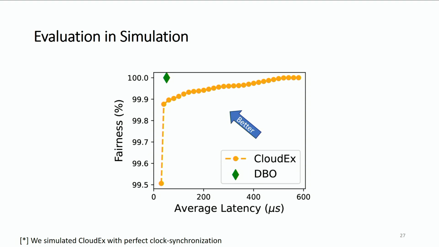To compare against CloudX, we use simulations. The figure here reports the fairness and average latency numbers. For CloudX, we report results across different latency thresholds. Overall, DBO achieves perfect fairness at much lower latency.